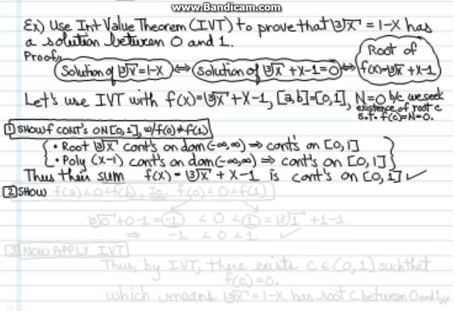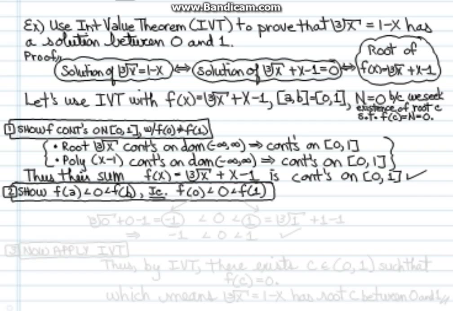Step 2, let's show that the y partners, f of a is smaller than our n value 0 is smaller than f of b. In other words, f of 0 is less than 0, that's our n, is less than f of 1. Well, what's f of 0? It's the cube root of 0 plus 0 minus 1. Just evaluate it. What do you get? You get cube root of 0 plus 0 minus 1 equals negative 1. Well, that's certainly less than n, which is 0, and that's less than 1.